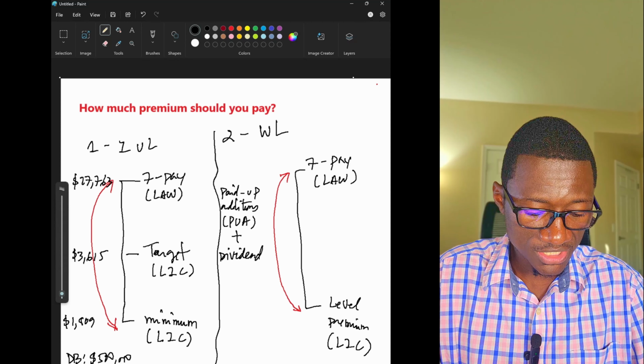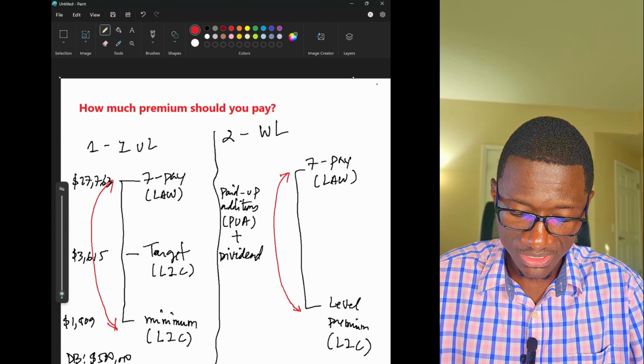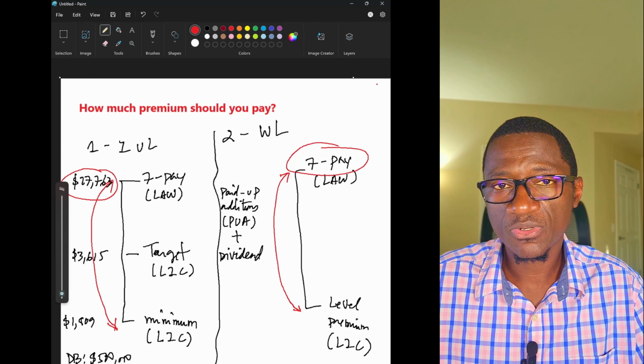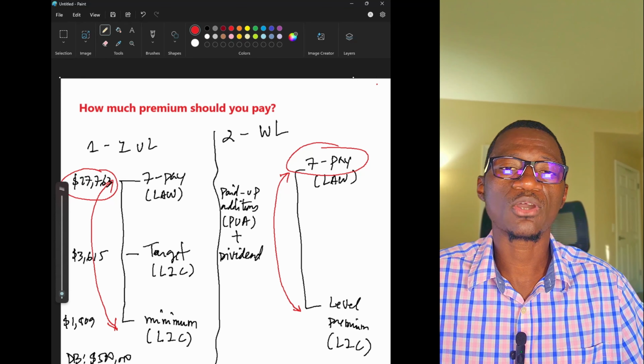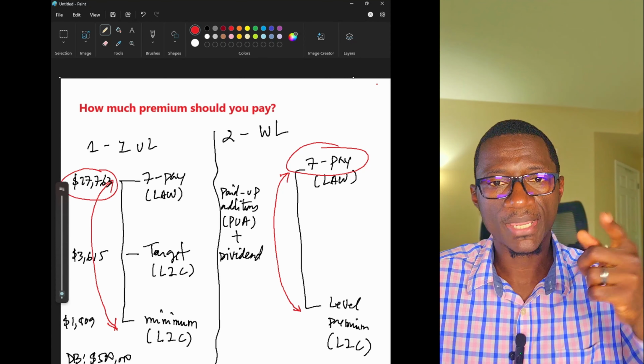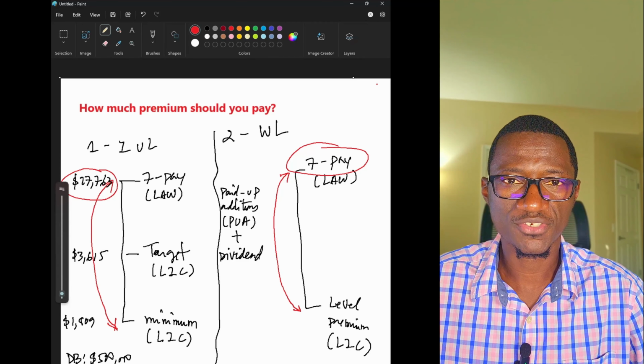It could be a good idea to target max funding the policy, meaning putting the 7-pay. And there are multiple reasons why it could be a good case, but it doesn't always have to be the case. So in the next episode, we'll talk about the benefits of maximizing the funding of your life insurance contract.